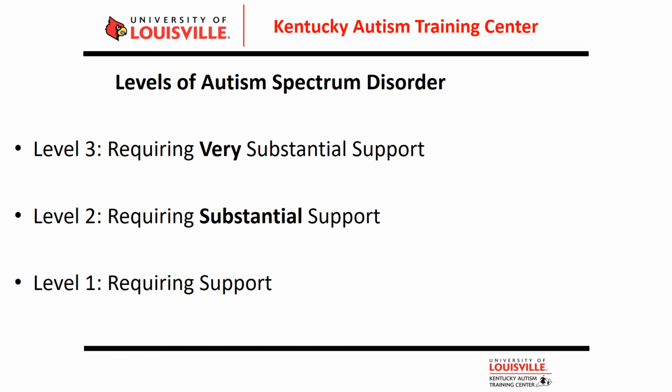So a student who has level 1 autism requiring support, those are the students that I would consider frequently fall into the category of people don't think they have autism, right?